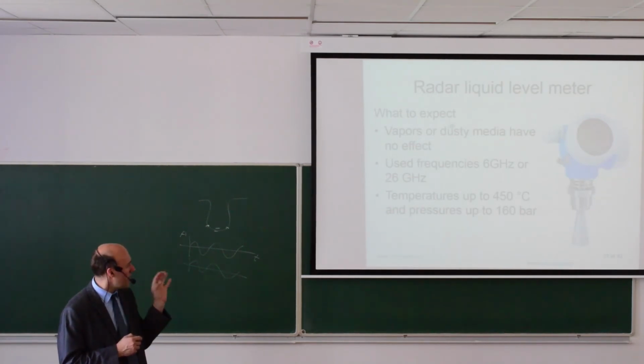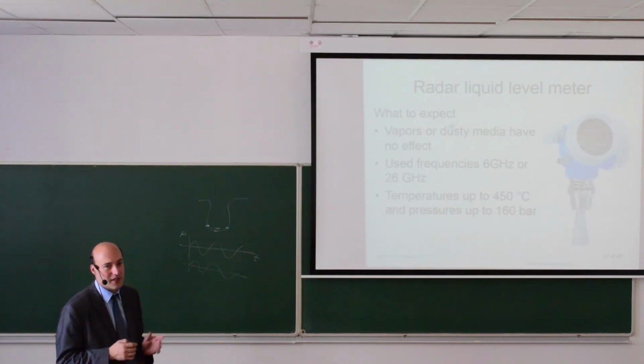To give you an idea, we are currently looking to acquire one of those radar sensors for our labs, and the price is about 250,000 Czech crowns, roughly. So it's very expensive. The ultrasound, on the other hand, will be something like 10,000. So the radar is really accurate, but really, really expensive.